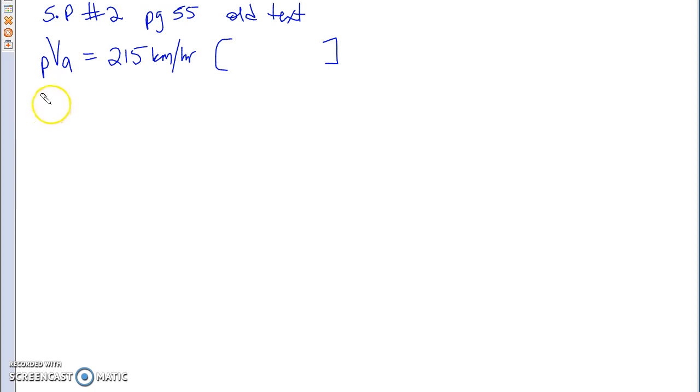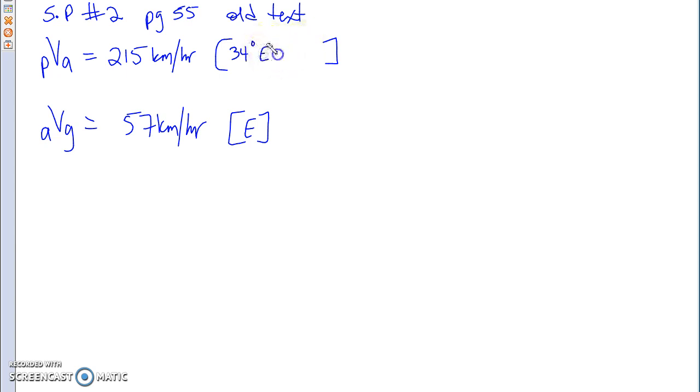Then we're given the wind is blowing, which is the velocity of the air relative to the ground, at 57 kilometers per hour. And here it says it's blowing from the west. If it's blowing from the west, therefore it's traveling east. And determine the velocity of the plane relative to the ground if the pilot keeps the plane aimed in the direction of 34 degrees east of north. And here we're looking for VPG. So what is the velocity of the plane relative to the ground?